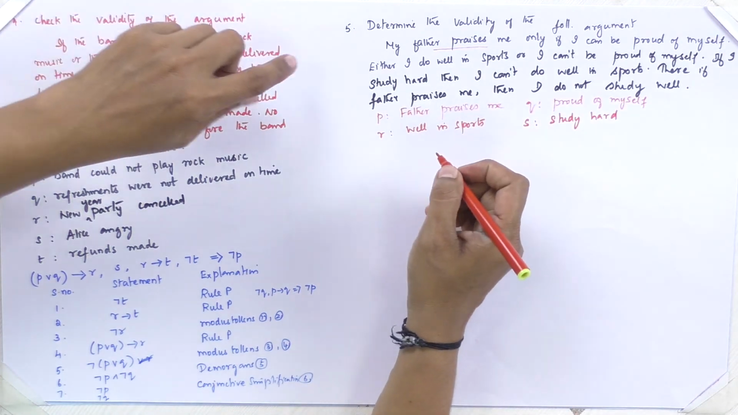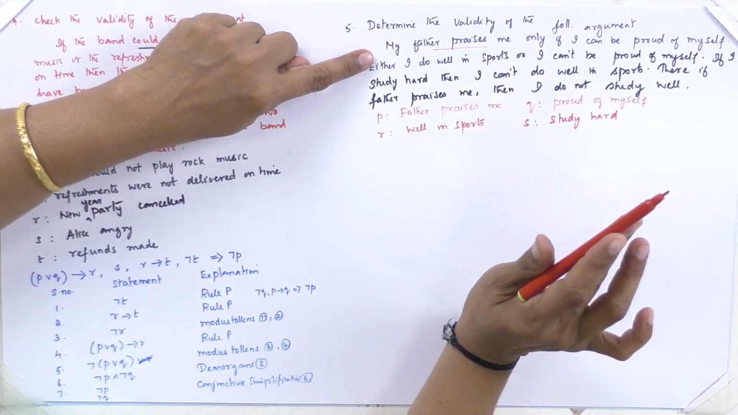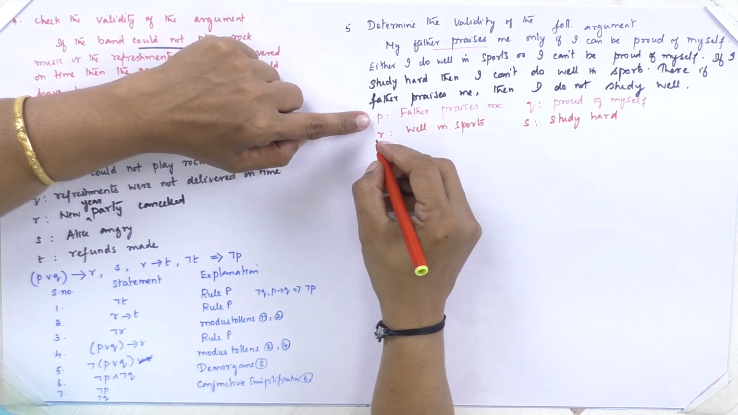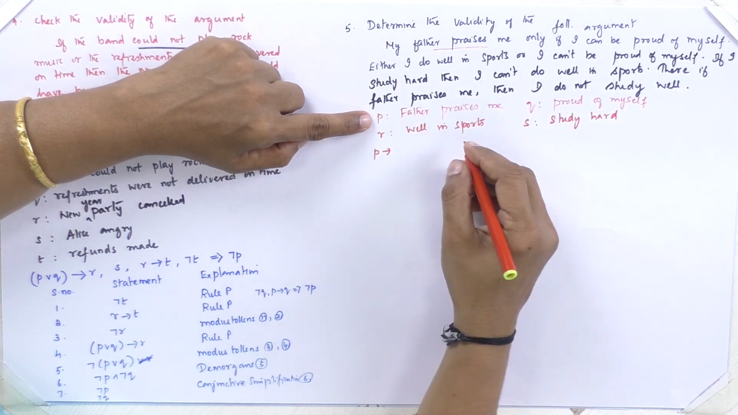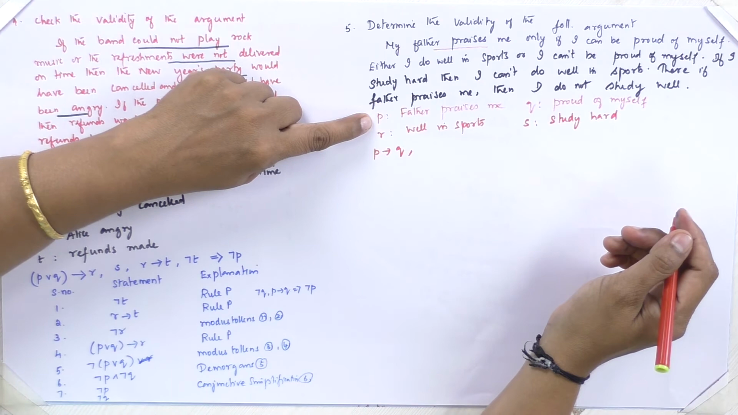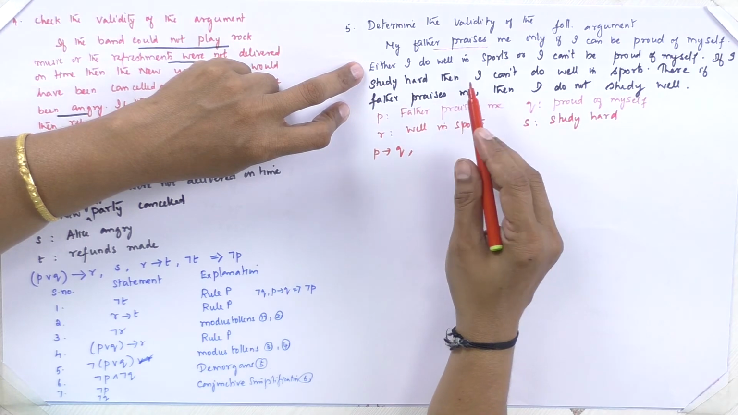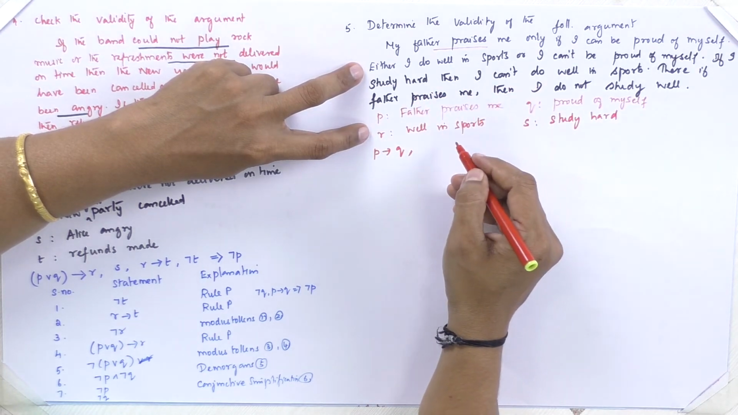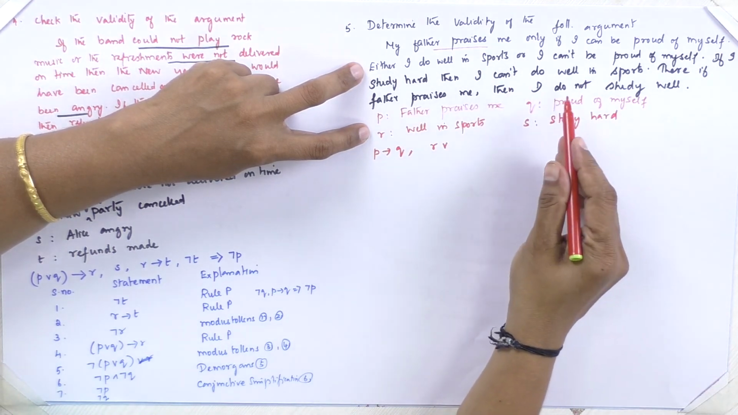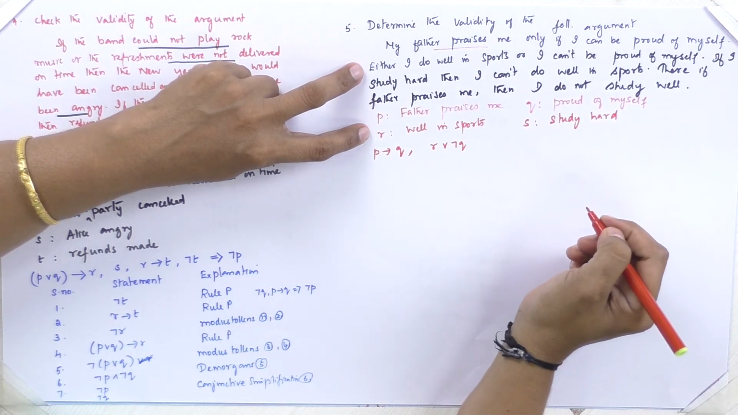Fine, everything is here. Now see this: my father praises me only if I can be proud of myself, right? If my father praises me, then I'll be proud of myself. So P is the condition, and I get P conditional Q. Either I do well in sports or I cannot be proud of myself. Either this or that. I do well in sports, and doing well in sports is R, a disjunction. I cannot be proud of myself: proud of myself is Q, and cannot be proud is the negation of that. Fine.